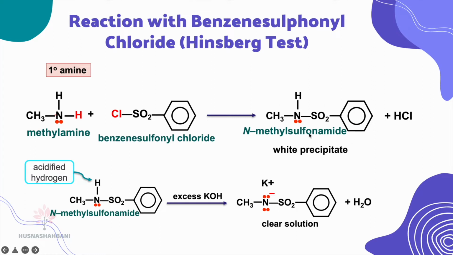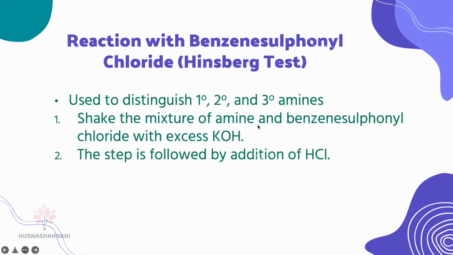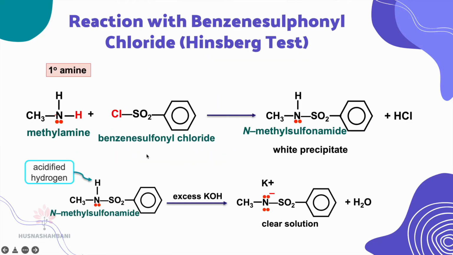It will become N-methyl sulfonamide. This one, N-methyl sulfonamide. The N will be bonded to S. HCl is removed, so HCl is the side product. Remove H from primary amine, remove Cl from Benzenesulphonyl Chloride. And then after that, when we mix these two, amine and Benzenesulphonyl Chloride, with excess KOH, the second step, if it is primary amine, this product here is white precipitate.